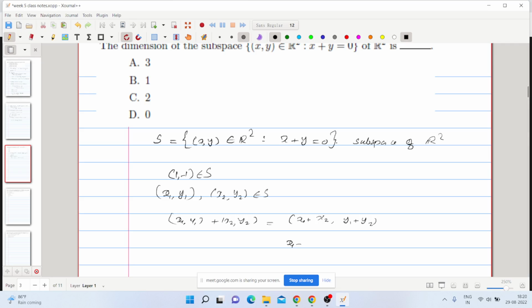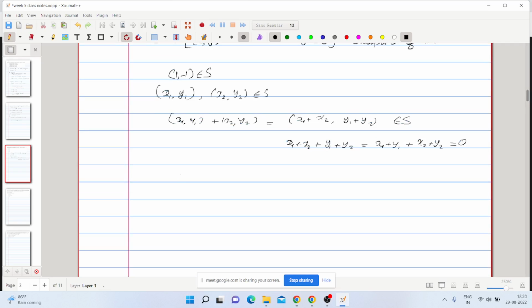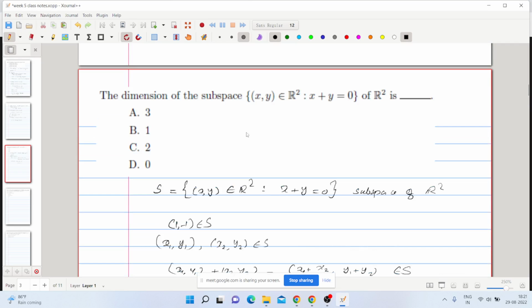Let us see, x1 plus x2 plus y1 plus y2 equals x1 plus y1 plus x2 plus y2. Is this equal to 0? Yes, because (x1, y1) and (x2, y2) belong to S. So this belongs to S. In the same way, if we consider a scalar c, c times (x1, y1) is (c x1, c y1). This also belongs to S because c x1 plus c y1 equals 0. So we just verified that S is a subspace.